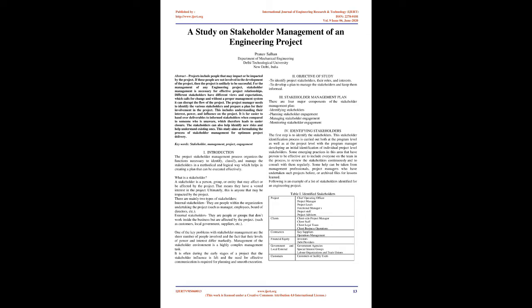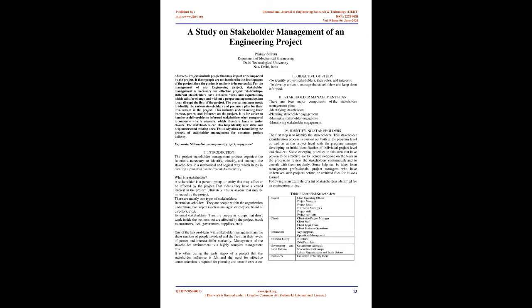Some emerging practices in this area that have proven to be effective are to include everyone on the team in the process, to review the stakeholders continuously and to consult with them regularly. Some help can be taken from management professionals, project managers who have undertaken such projects before, or archived files for lessons learned. Following is an example of a list of stakeholders identified for an engineering project.